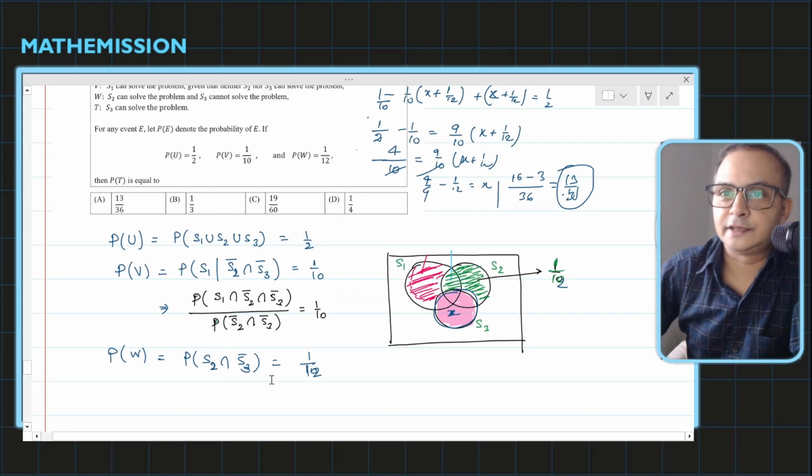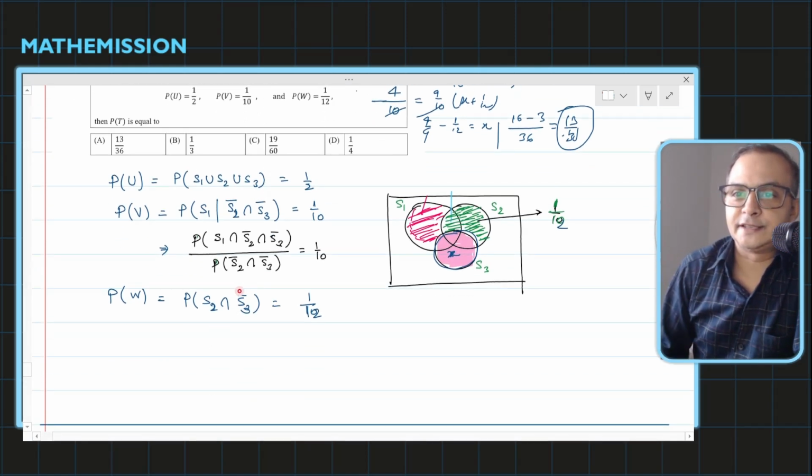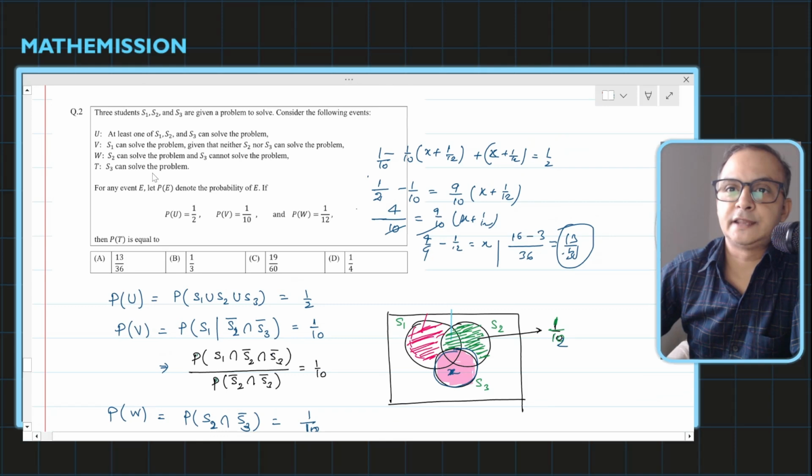I think I made a mistake in explaining this. So S2 intersection S3 dash is here, and I have to find P of T. P of T means the P of S3. You can see S3 can solve the problem.